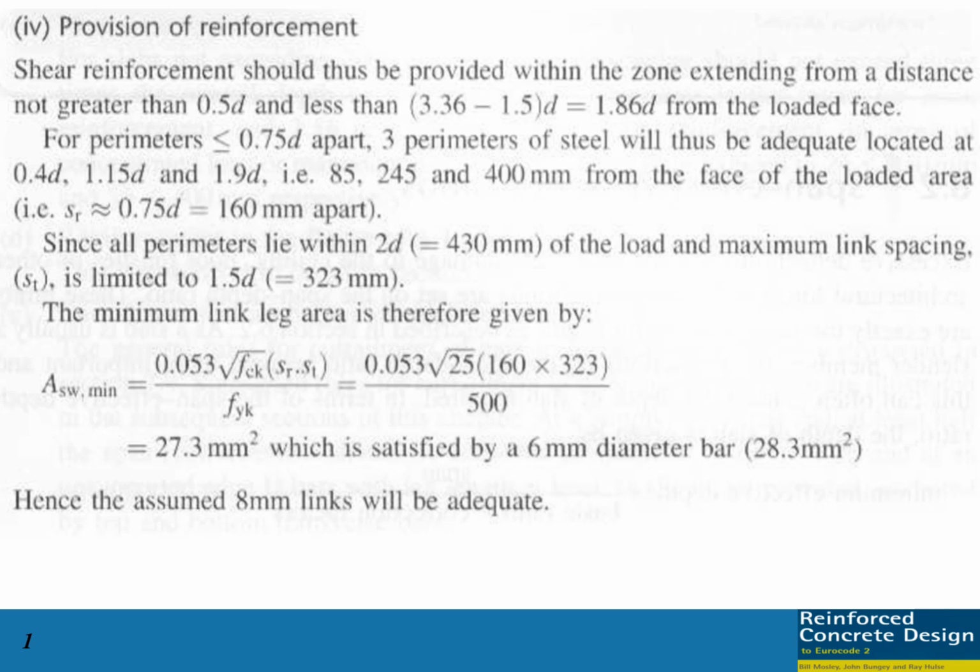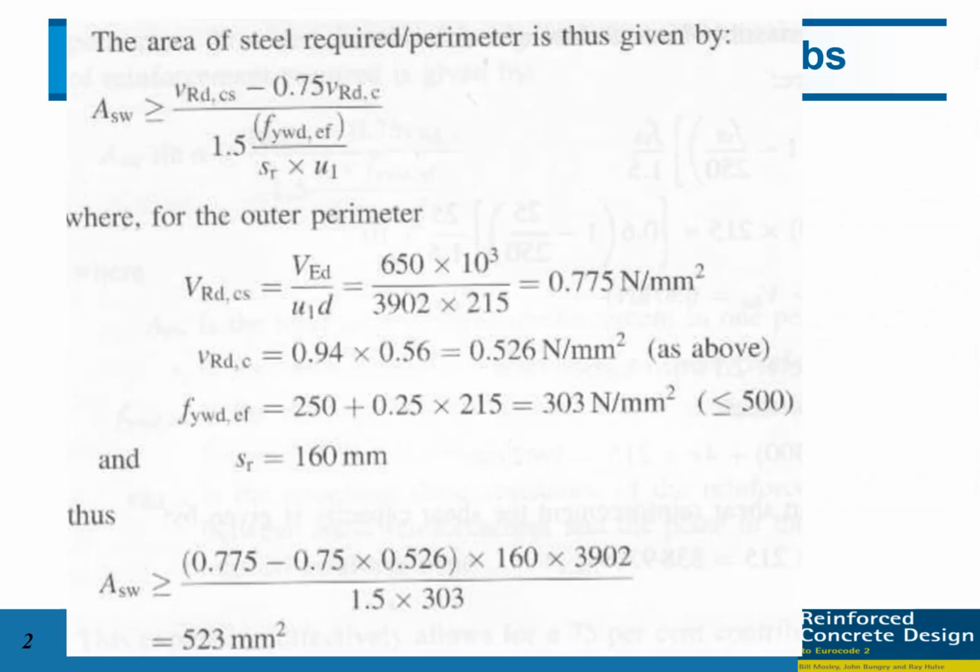Okay, so from this we have the minimum As is 27.3 mm square, which is satisfied by using a 6 mm diameter link. So hence the assumed link is adequate to support the punching shear.